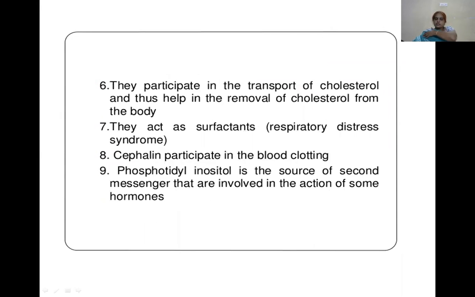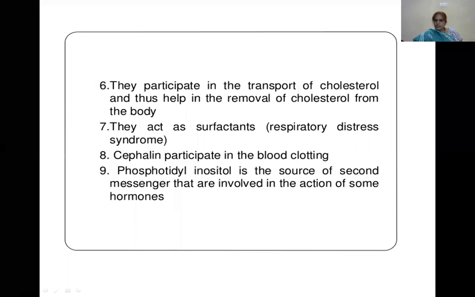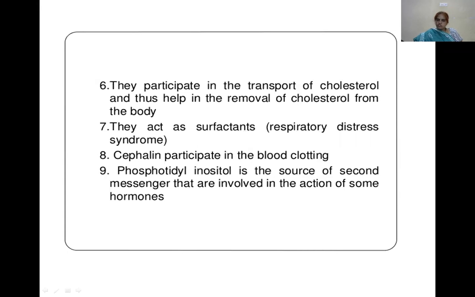They are also involved in the transport of cholesterol and help in the removal of cholesterol from the body. They act as a surfactant. Cephalins participate in blood clotting. Phosphatidylinositol is a major source of the second messengers involved in the action of some hormones.